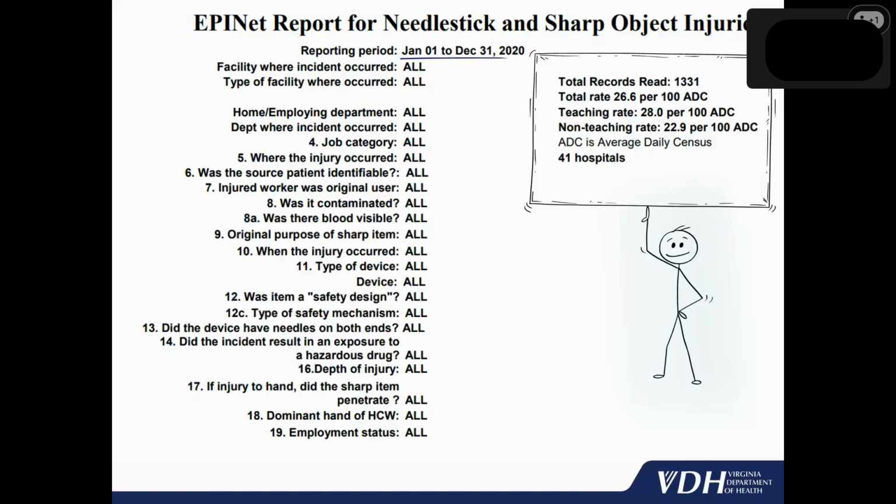Based on the information provided, the EpiNet report for needle stick and sharp object injuries for the reported period of January 1 to December 31, 2020, highlighted the need for continued attention to needle stick safety and prevention. Despite efforts, there hasn't been a decline or continuation of declines in needle stick injuries, emphasizing the importance of maintaining awareness and vigilance in this area.